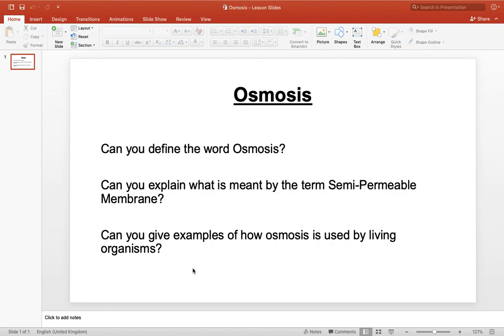So you should now be able to tell me what the word osmosis means. You should be able to explain what is meant by a semi-permeable membrane, and you should be able to explain what happens to animal and plant cells in terms of the movement of water in and out of them.